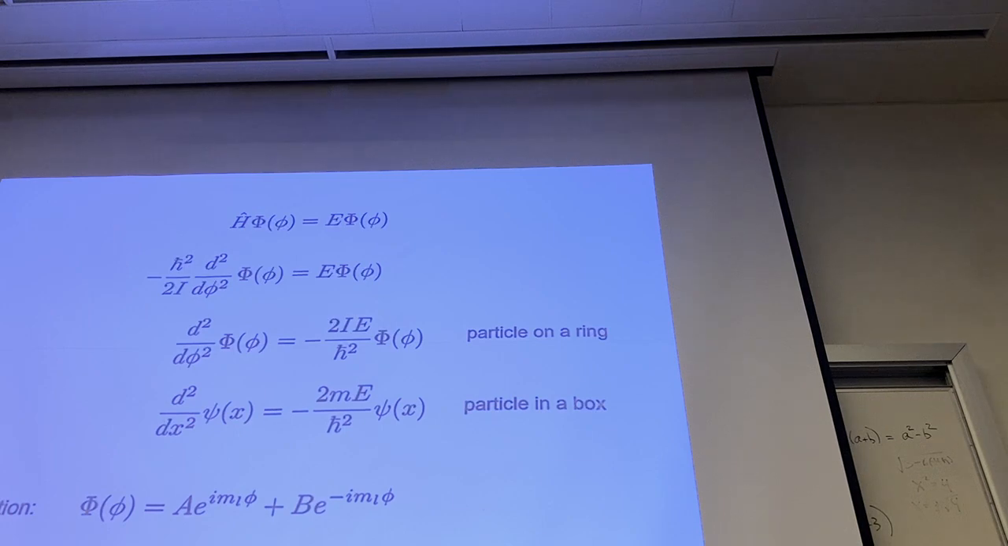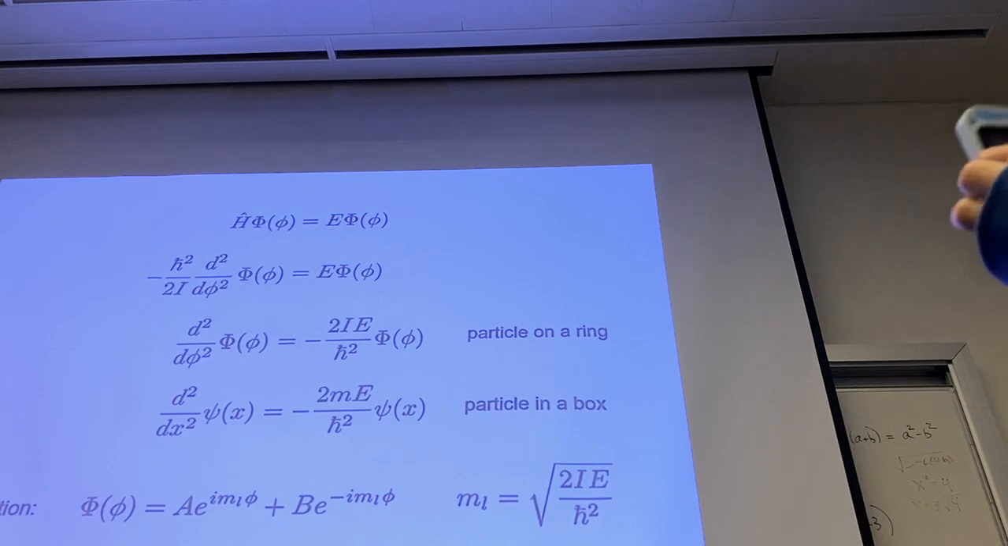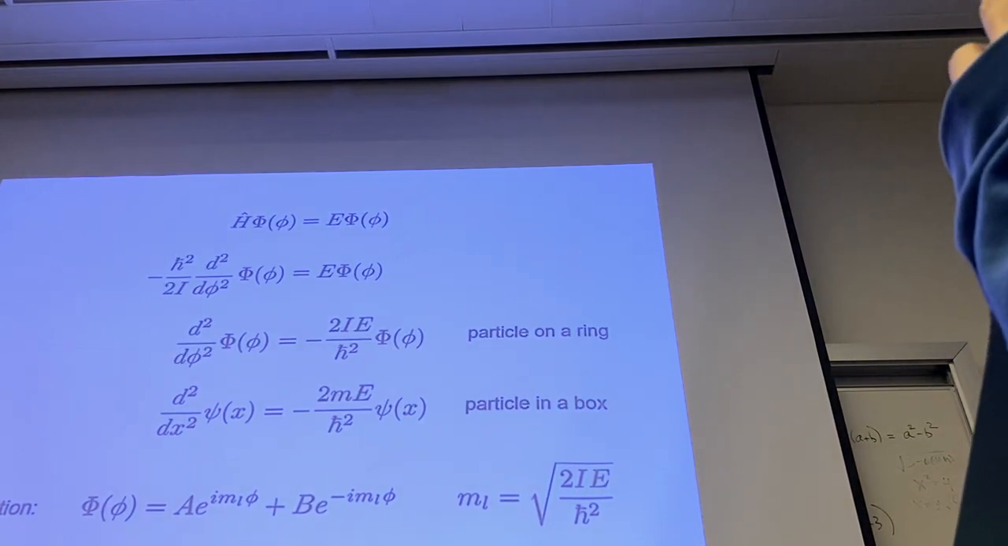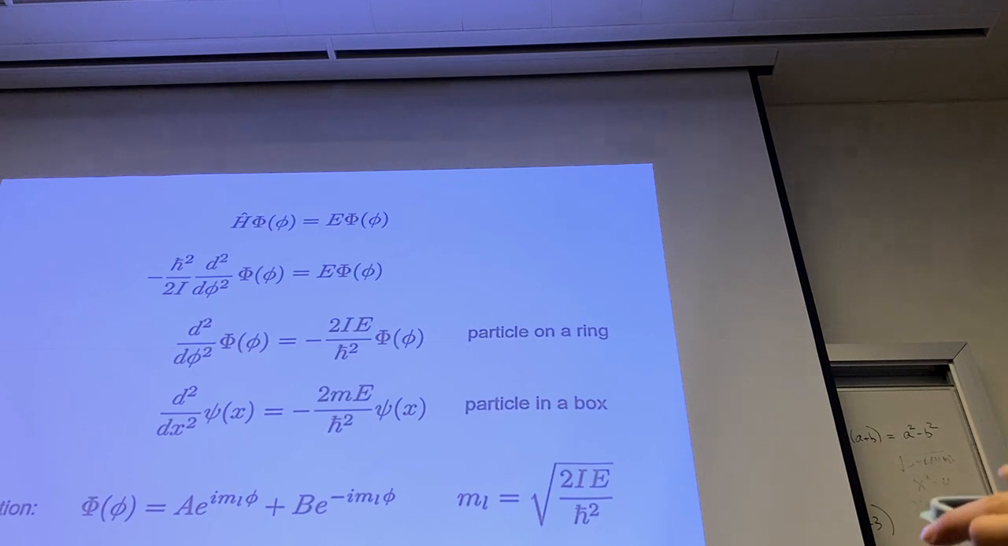What is this m_l then? Well, it is this thing. And when you ask what it comes from, this is exactly the same as the k that we had before. The k was the square root of 2mE over h bar squared. But now I have m_l, which is the same thing, except that now m is capital I, the angular moment of inertia. But you see that the structure of the solution is the same. The most general form of the solution is the same.